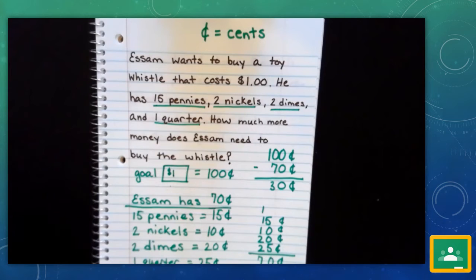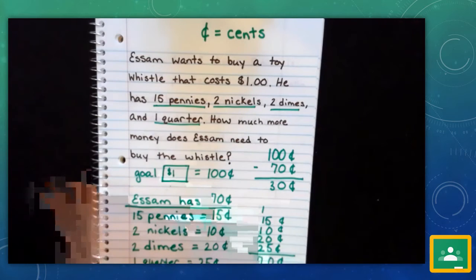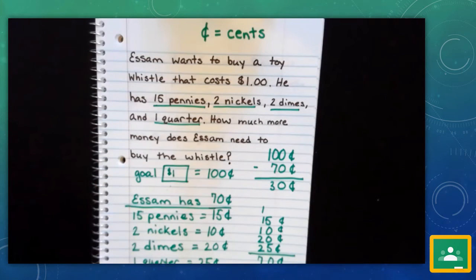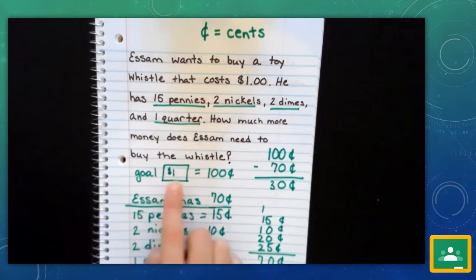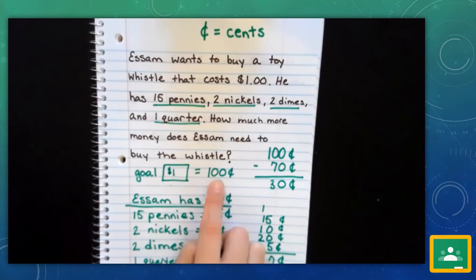Isam wants to buy a toy whistle that costs $1. He has 15 pennies, 2 nickels, 2 dimes, and 1 quarter. How much more money does Isam need to buy the whistle? So this time, Isam is not giving the cashier $1. His item costs $1. So that's his goal. He needs to get to $1 or 100 cents.